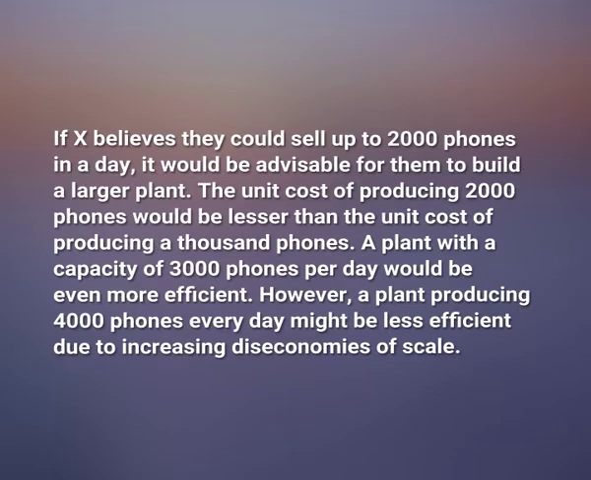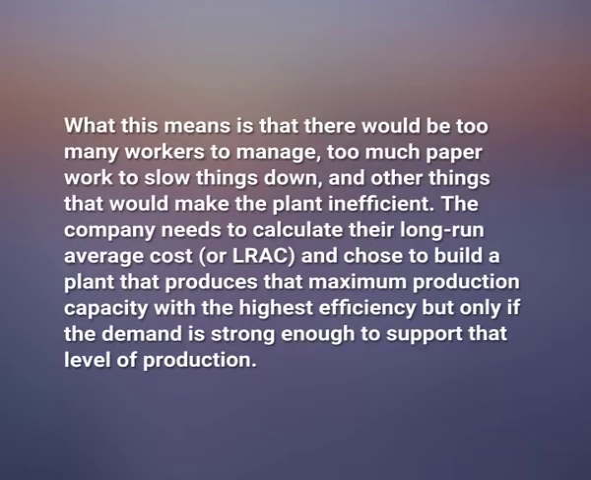If X believes they could sell up to 2,000 phones in a day, it would be advisable for them to build a larger plant. The unit cost of producing 2,000 phones would be lesser than the unit cost of producing 1,000 phones. A plant with a capacity of 3,000 phones per day would be even more efficient. However, a plant producing 4,000 phones every day might be less efficient due to the increasing diseconomies of scale. What this means is that there would be too many workers to manage, too much paperwork to slow things down, and other things that would make the plant inefficient.